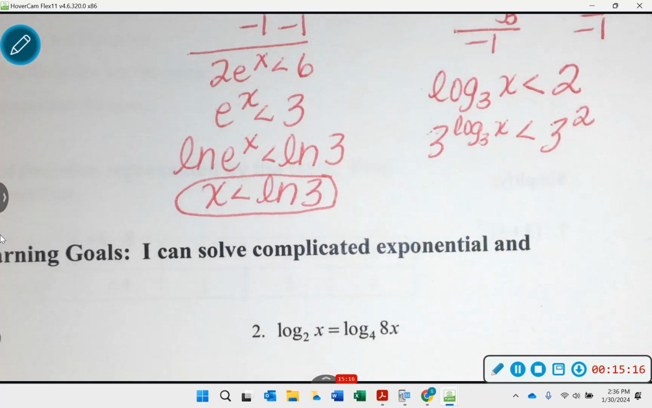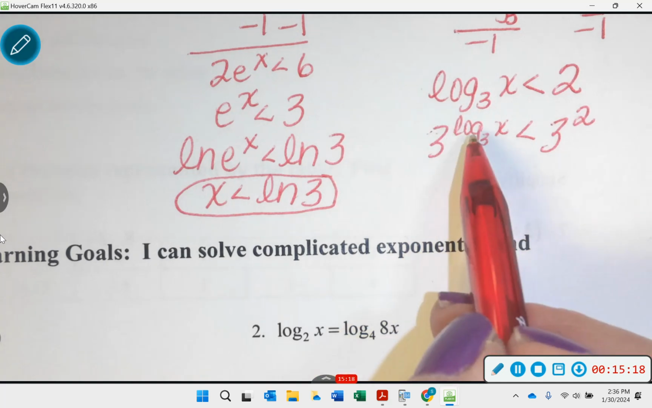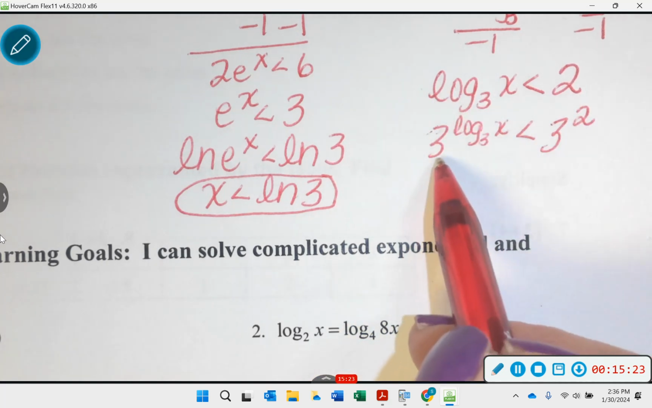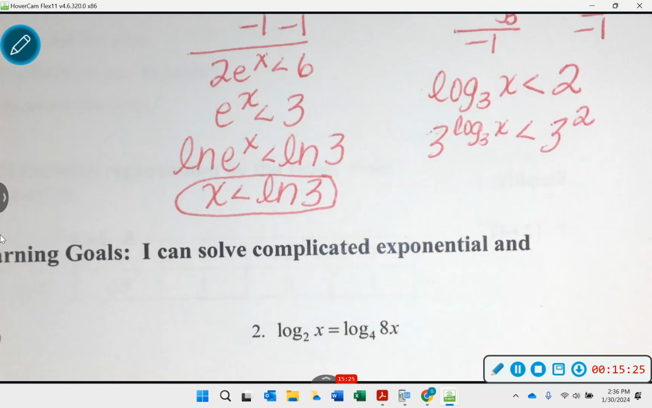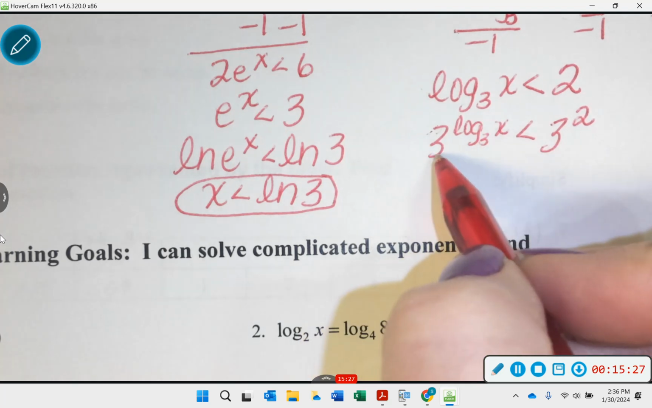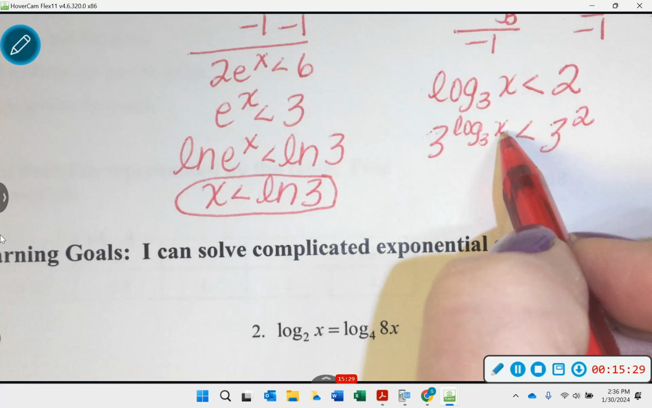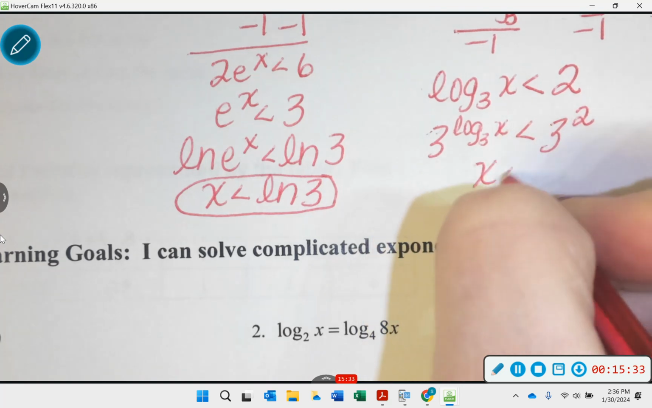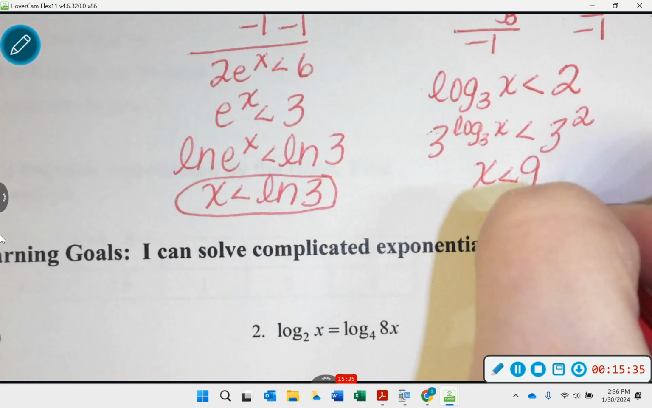We do the same thing. It's basically just making these into exponents. That's what exponentiating is, with the same base. It has to be the same base to work. So what is 3 to the log base 3 of x the same as? Just x. Has to be less than 9.